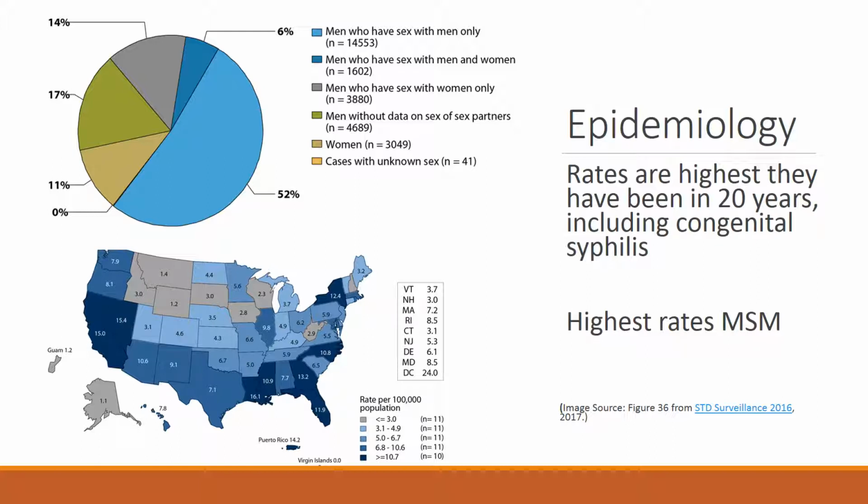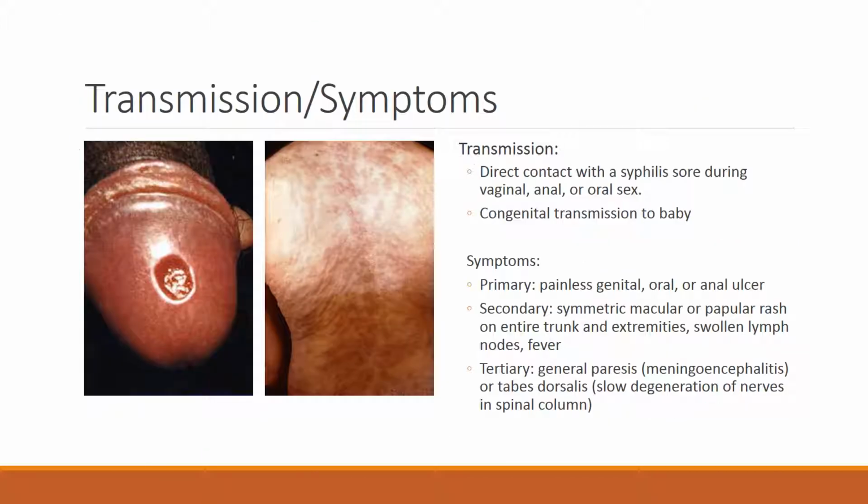So the highest risk people are men who have sex with men. If you look here, that's really the large majority of the infections. Okay. So you can transmit syphilis by any direct contact with a sore during vaginal, anal, or oral sex. And it can be transmitted congenitally to the baby while the mother's pregnant. There's 3 stages of syphilis. I'm sure you guys all kind of remember this.